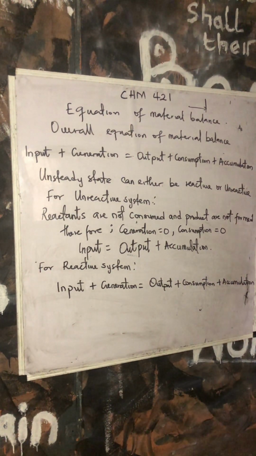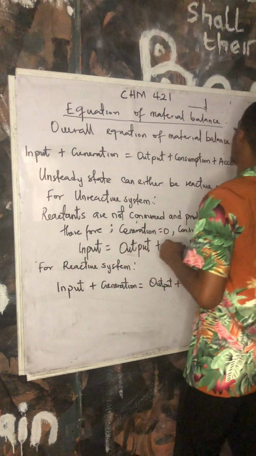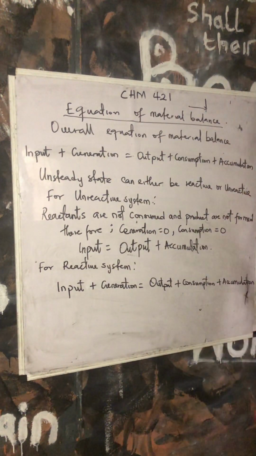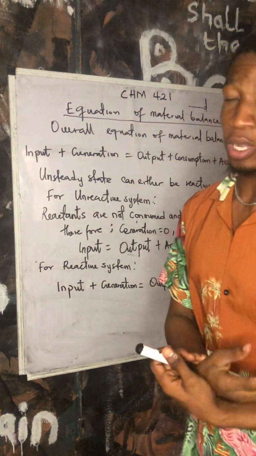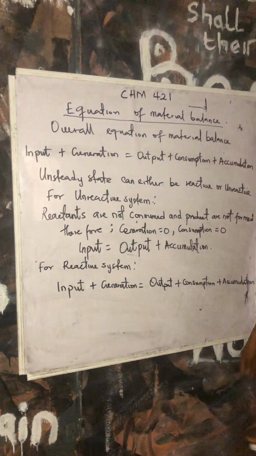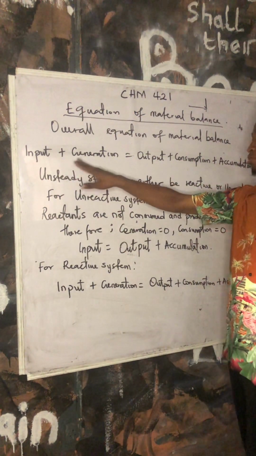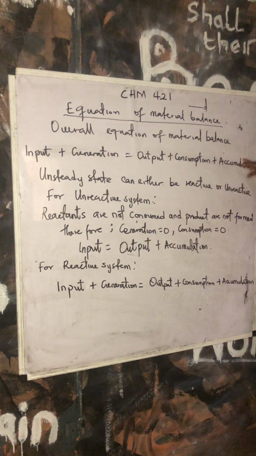Okay, yes. Equation of material balance. This is the equation of material balance. You know, we said material balance helps us to calculate. So this is the equation that we use to calculate. Now the overall equation of material balance is input plus generation equals output plus consumption plus accumulation.